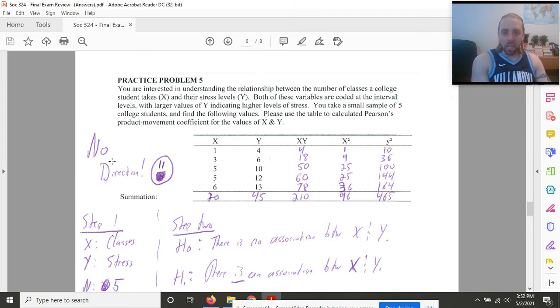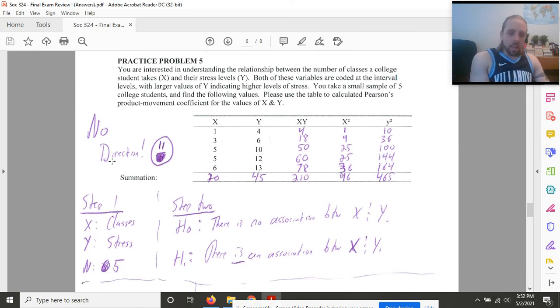That's a bivariate correlation problem. So if you go in your packet and look at the formula that you had to be using, it requires you to get 5 things. You need the summation of x, the summation of y, the summation of xy, the summation of x squared, and the summation of y squared. Once you have that, you're good. You can do this problem with very little difficulty.